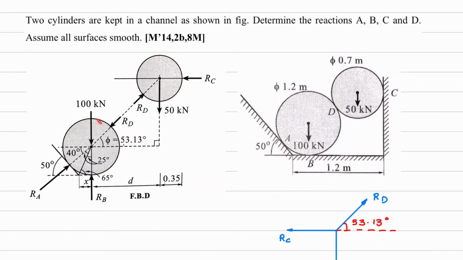Since we have drawn the FBD of both the cylinders separately, we have to show two RDs like this. How I got this direction, you can understand over here. When you are drawing the FBD of the upper cylinder, this cylinder is held in this position by a force from the bottom cylinder in this direction. That is why RD is in this direction for the top cylinder. Whereas for the bottom cylinder, the upper cylinder is forcing it in this direction. So this will be RD. This is how I got the direction of RD. Now the next thing is about the angle.